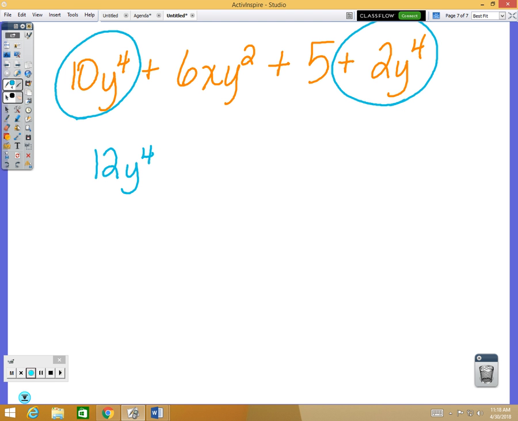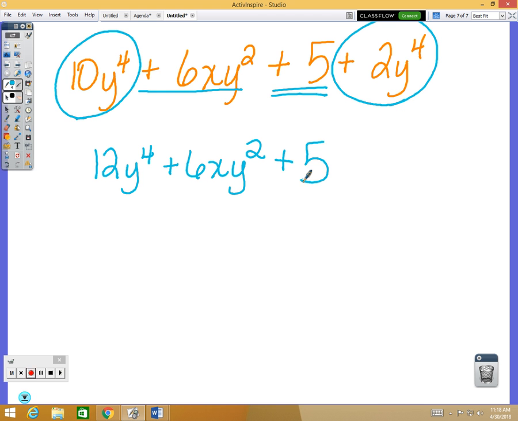Then I look at my two other terms, which hopefully is obvious, are not like terms. One of them has an xy squared and the other one does not. Which one of those terms should I list next? Good. I want to list this next because how many degrees is that? 3 degrees. Excellent. And then lastly will be this 5 by itself. Okay? Where are we at that?